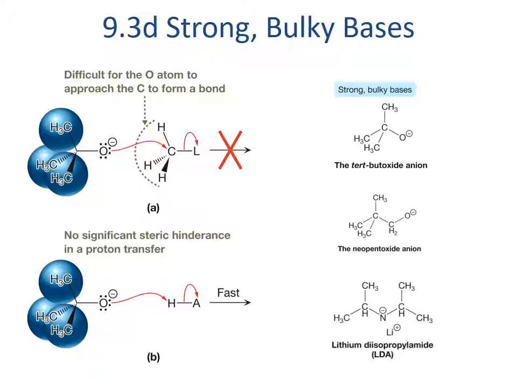Tert-butoxide, neopentoxide, and lithium diisopropylamide, LDA, are all examples of bulky bases that will be used to help favor E2 mechanisms. The more steric hindrance on the electrophile, the more effect the base size has. If a molecule is hindered enough, even ethoxide can function as a steric base.